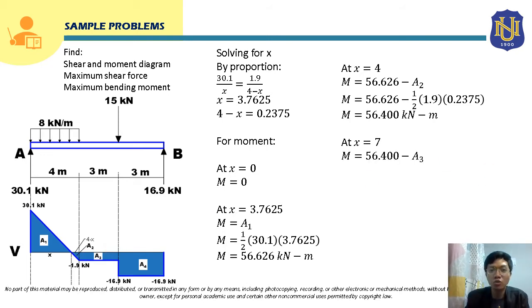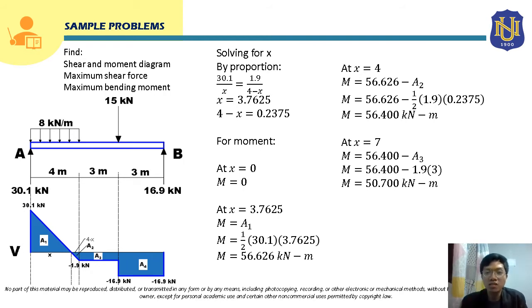Okay, so again, from the previous moment, that is 56.4, we are going to sum up this area 3, class. But since this is below the x-axis, this will be negative here. The area of this rectangle is just base times height, so that will be 1.9 times 3. Therefore, class, the moment here is 50.7 kilonewton meter.